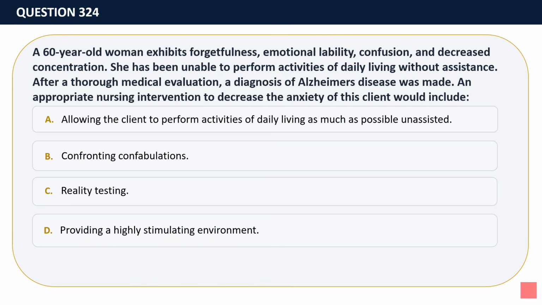Question 324. A 60-year-old woman exhibits forgetfulness, emotional lability, confusion, and decreased concentration. She has been unable to perform activities of daily living without assistance. After a thorough medical evaluation, a diagnosis of Alzheimer's disease was made. An appropriate nursing intervention to decrease the anxiety of this client would include: A. Allowing the client to perform activities of daily living as much as possible unassisted. B. Confronting confabulations. C. Reality testing. D. Providing a highly stimulating environment.